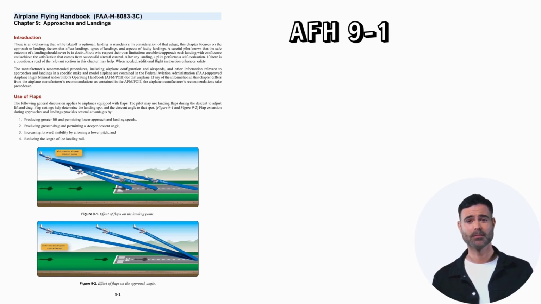Use of flaps. The following general discussion applies to airplanes equipped with flaps. The pilot may use landing flaps during the descent to adjust lift and drag. Flap settings help determine the landing spot and the descent angle to that spot. Flap extension during approaches and landings provides several advantages by producing greater lift and permitting lower approach and landing speeds, producing greater drag and permitting a steeper descent angle, increasing forward visibility by allowing a lower pitch, and reducing the length of the landing roll.